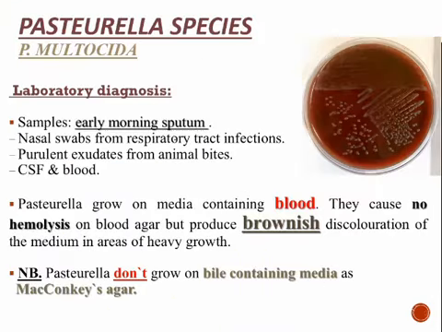Now let's move to Pasteurella multocida. Usually Pasteurella species live in animals like cats or dogs, and basically the human is infected by animal bites. Now this Pasteurella causes respiratory tract infection.